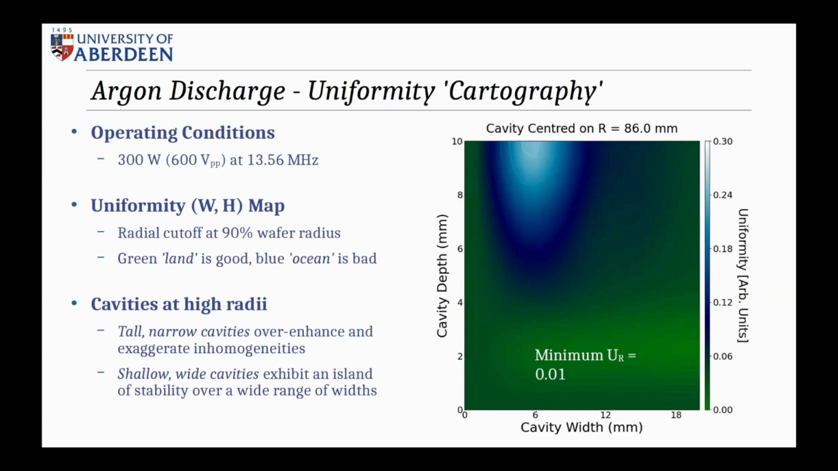And here we've got a minimum uniformity in this little island of stability of 1%. Good enough for ALE, good enough for ALD. Fantastic, we've solved it. We now know how to make it. We know what size to make them, we know where to put them.